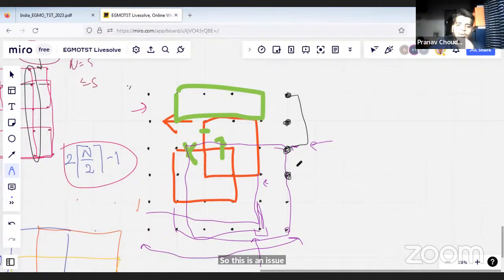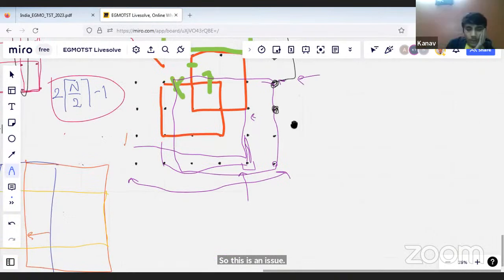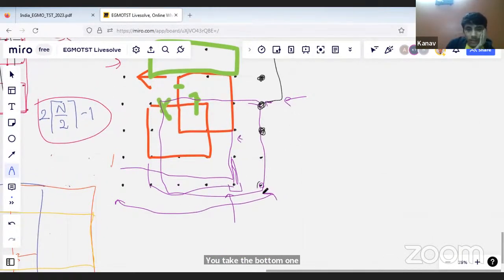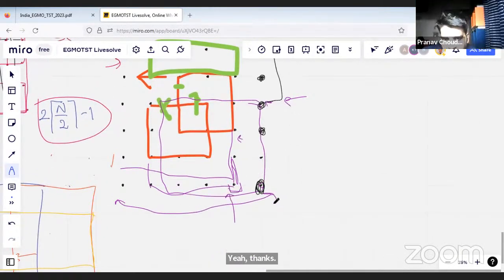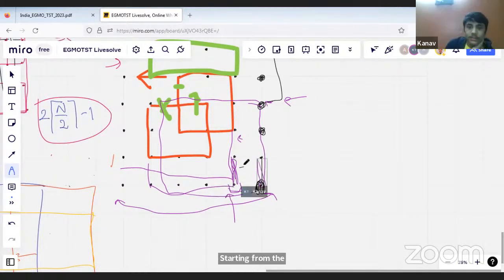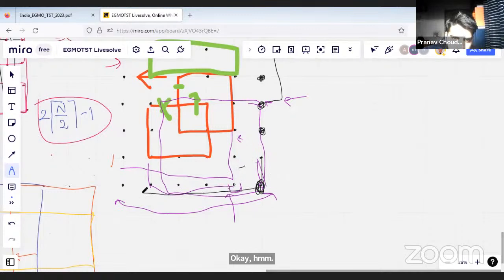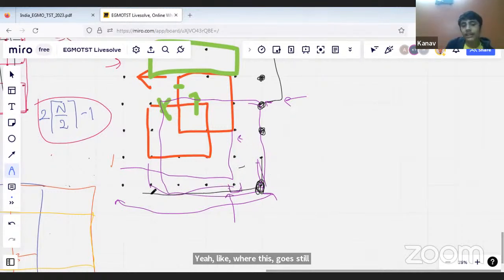Wait, how are you doing rows again? Can you tell me? I take a rectangle starting from the above edge. This edge. Okay. This pairs off with some other rectangle. Yeah, like where this goes until, right? So that row is paired off with some other row. Yeah. So you can pair off rows, but you can't do the same thing with columns, which is sad.